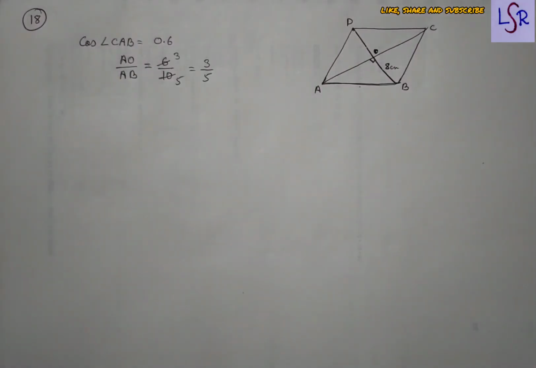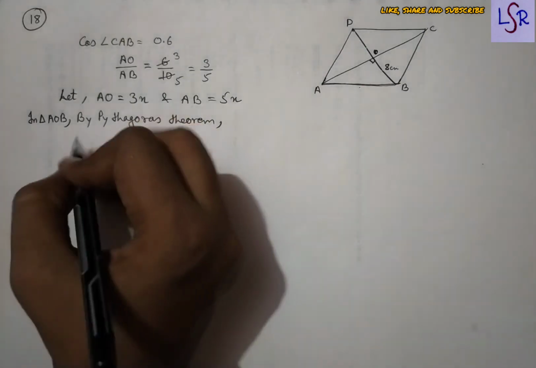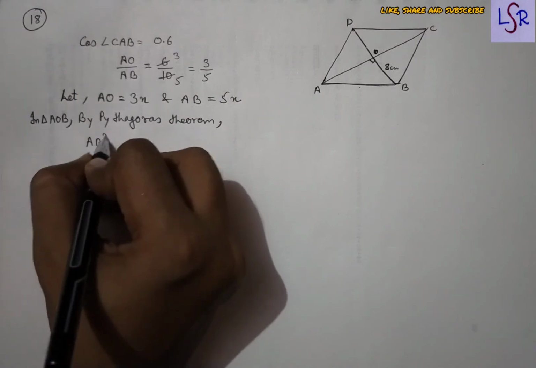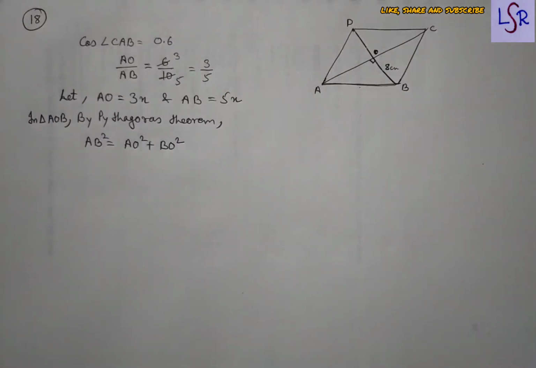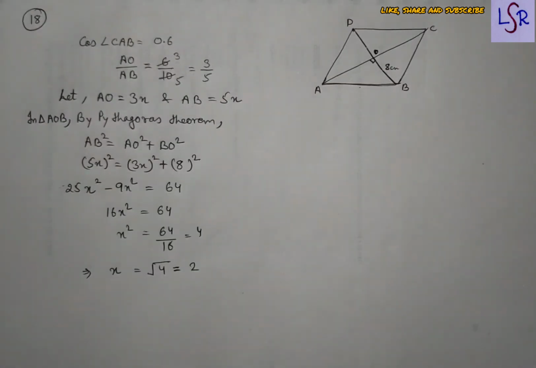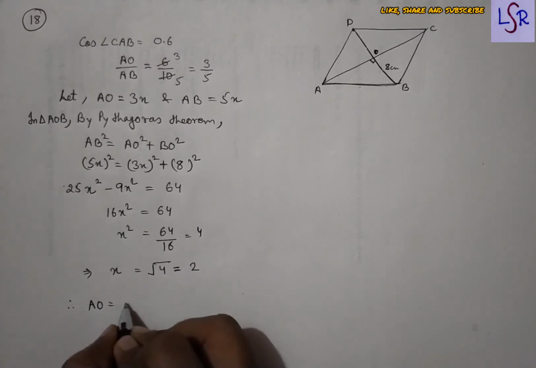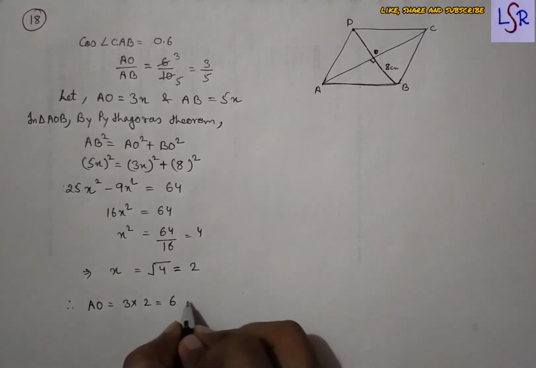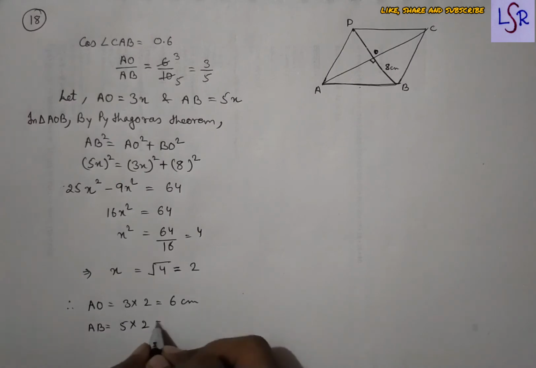Now let AO equal 3x and AB equal 5x. Now in triangle AOB, by Pythagoras theorem, AB square will be equal to AO square plus BO square. And now we are going to solve to get the value of x. On solving for x, we finally get the value of x as 2. Therefore AO equals 3 into 2, that is 6 centimeter, and AB equals 5 into 2, that is 10 centimeter.